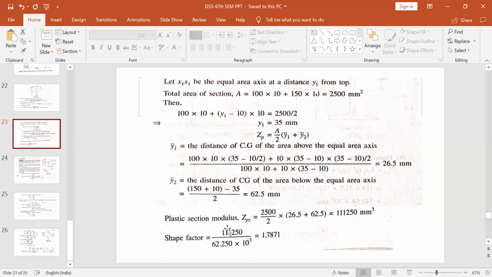Always remember this thing, the plastic section modulus should always be greater than the elastic section modulus. So this ratio comes out to be 1.787. This is how you find the shape factor. So two things you remember. First, how to find the plastic neutral axis, how to find the elastic neutral axis, how to find the moment of inertia. First find out the elastic section modulus, then find the plastic section modulus using that formula, and then find the centroidal distance for both the parts, and then use the formula to find the shape factor. Once you obtain the plastic section modulus divided by the elastic section modulus, you will get the shape factor.